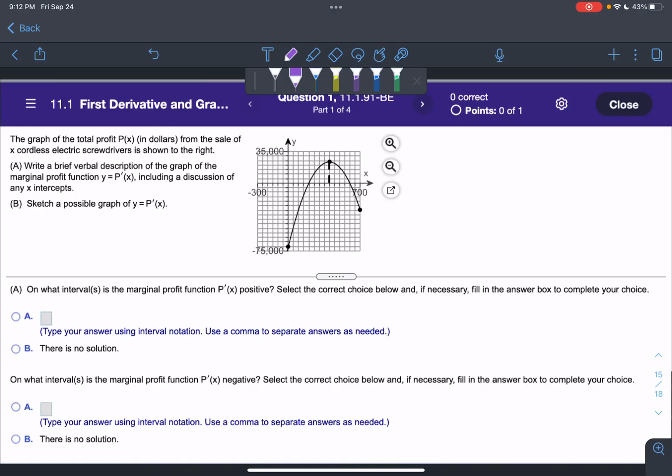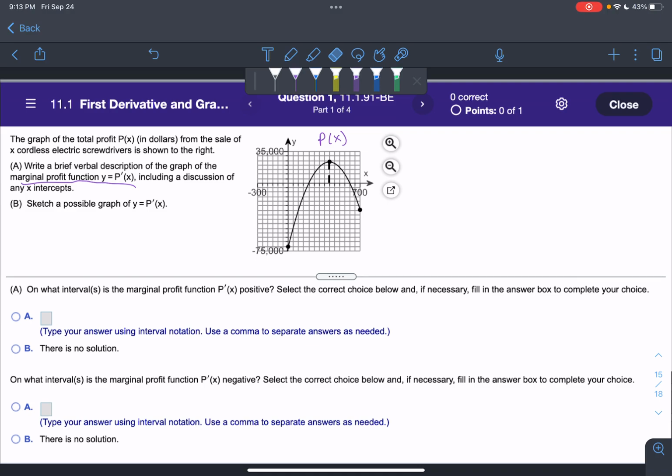Okay, let's do 2 application problems. So we have the graph of the total profit, P of x in dollars, from the sale of cordless electric screwdrivers to the right. So we want to know a verbal description of this graph. This is our marginal profit function, including discussion of the intercepts, and then we also want to sketch a possible graph of P prime. Okay, so this is our original function, P of x.